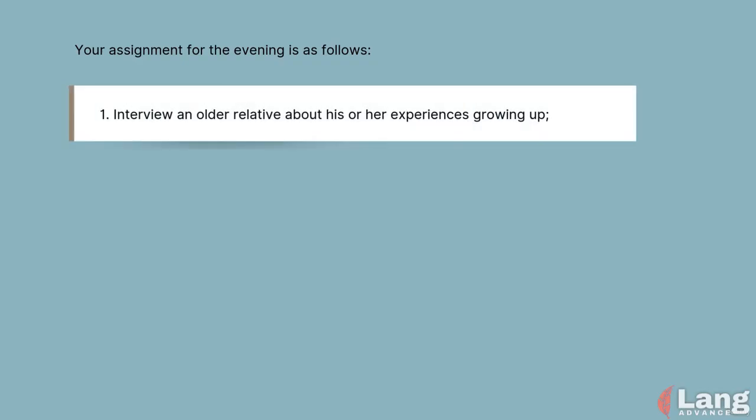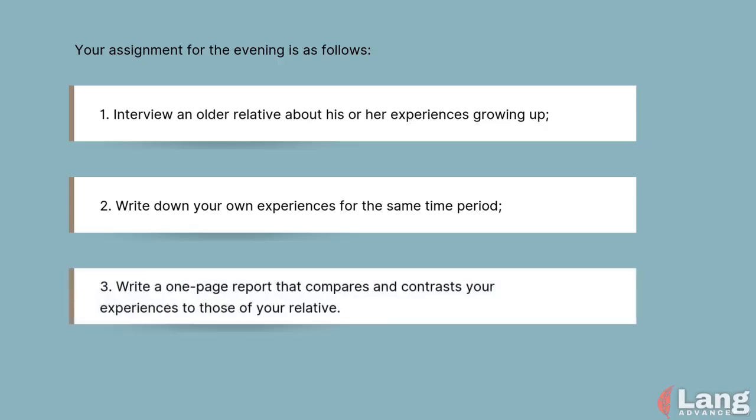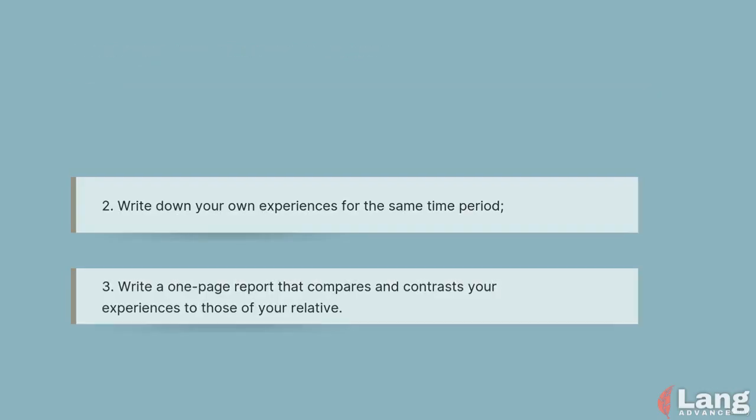Your assignment for the evening is as follows. 1. Interview an older relative about his or her experiences growing up; 2. Write down your own experiences for the same time period; 3. Write a one-page report that compares and contrasts your experiences to those of your relative.